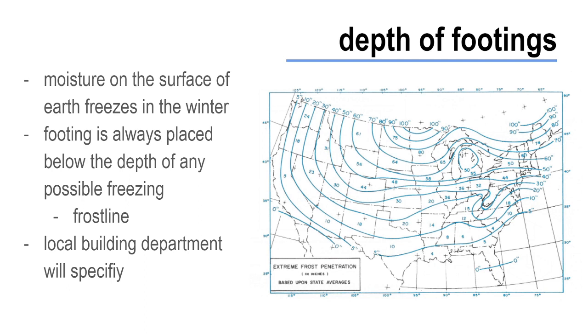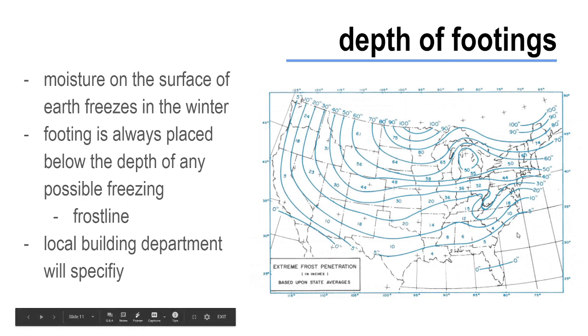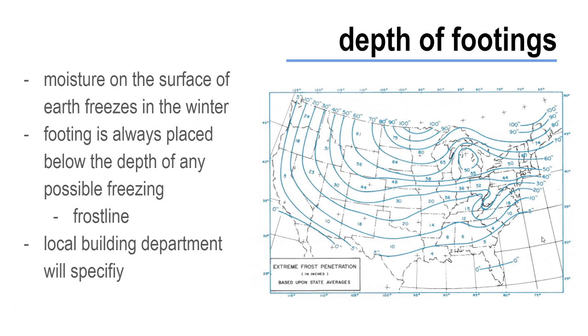This map here on this slide is only an approximation of what frost lines would be in different locations. For accurate information, you'd have to check with local building departments, and they will have specific footing depths required for that area.